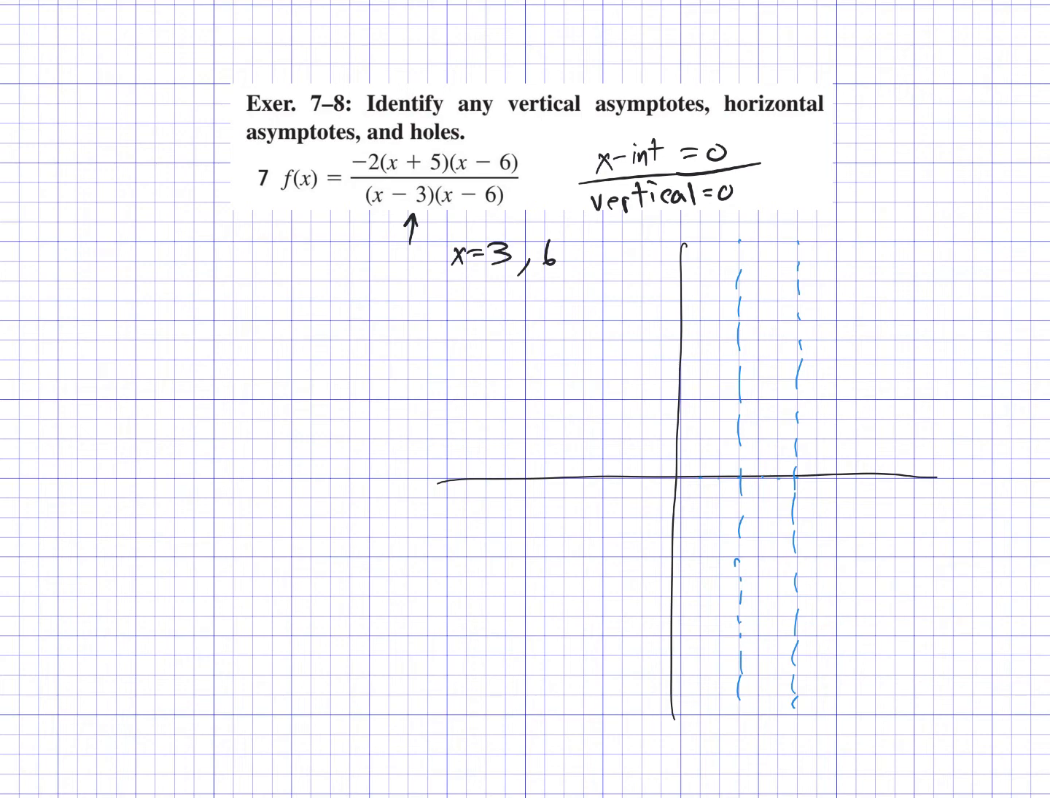If you multiply that out, you would get a negative 2x squared whatever afterwards. So x squared would be the top exponent. And on the bottom, if you put those together, you would get x squared. And so one of the things I said is if your exponents are the same, it is the leading coefficients. So my horizontal asymptote is y equals negative 2 over 1, or negative 2. So at y equals negative 2, we put a horizontal line.